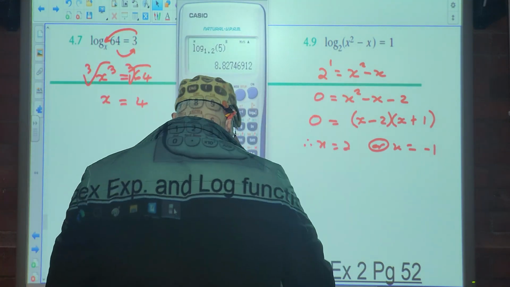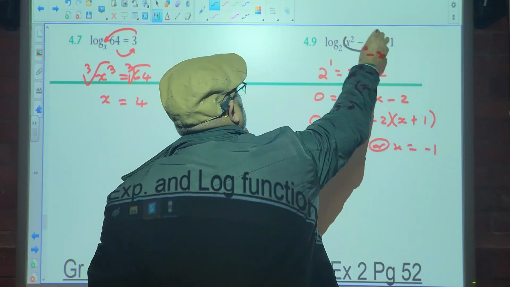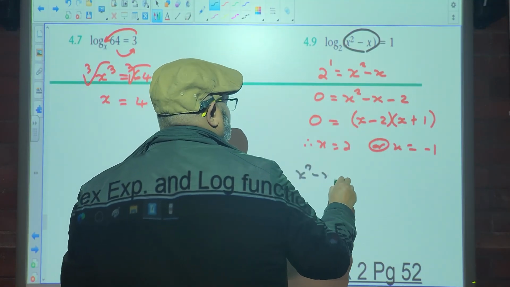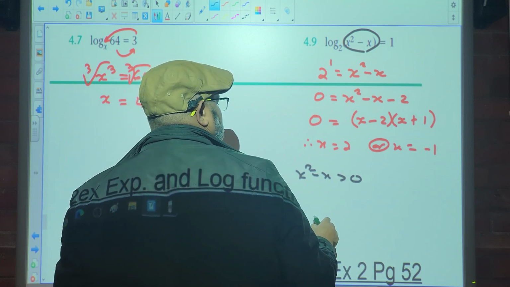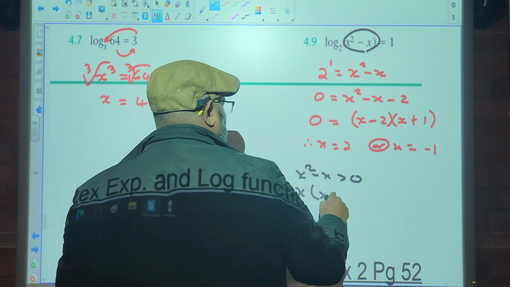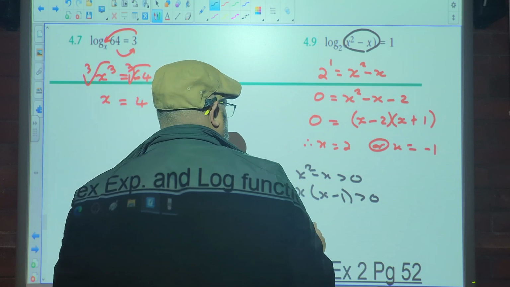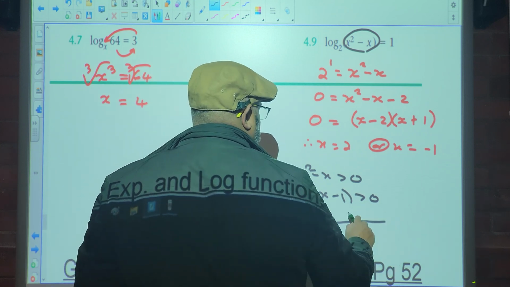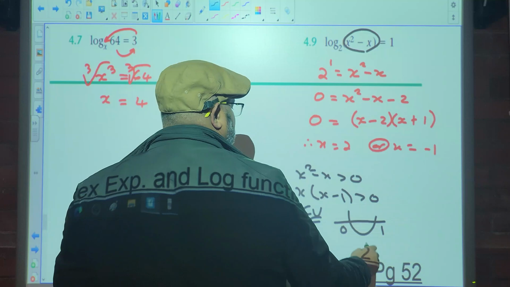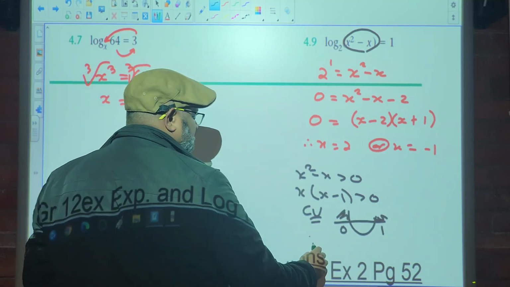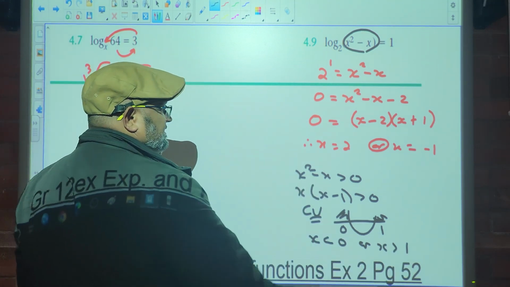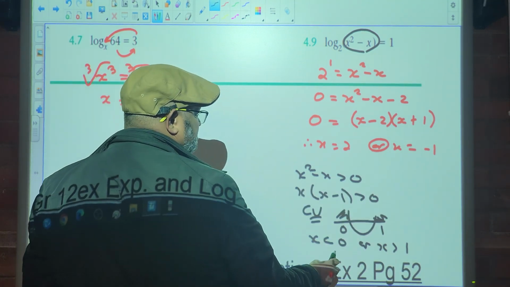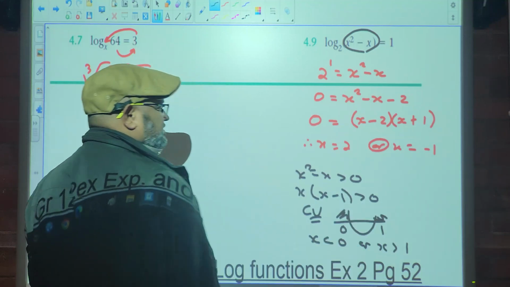Because as we know, this here, which is x squared minus x, has to be greater than 0. Alright, so we get x times x minus 1 must be greater than 0. So your critical values here are 0 and 1. My solution says x must be less than 0 or x must be greater than 1. Is that less than 0? Yes. Is that greater than 1? Yes. So both these solutions work.